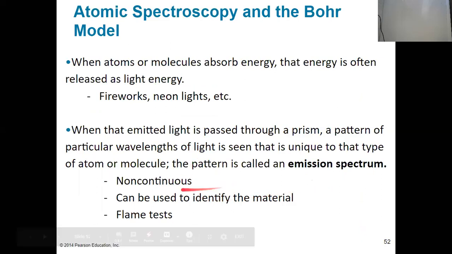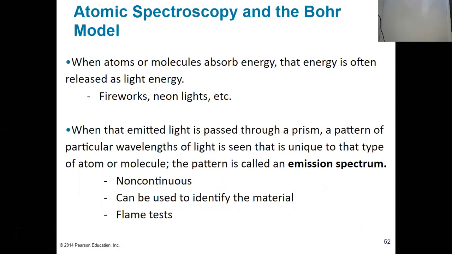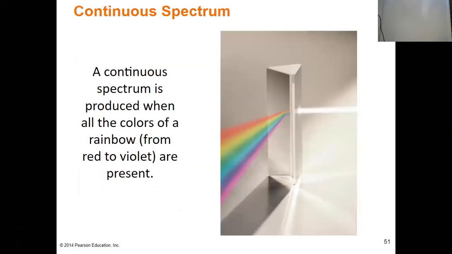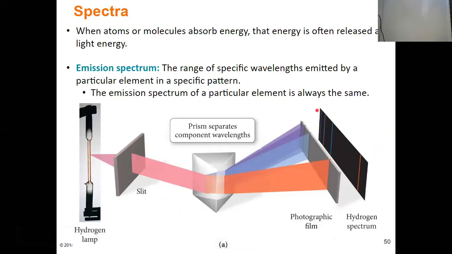These emission spectrums can be used to identify a material. You can also do flame tests to identify material, because when you burn something, the color that's associated with the flame it produces is specific to the element. Now, flame tests are not as specific as something like an emission spectrum, because the emission spectrums have more points of reference that you can compare it to. A flame test just has one color that you're looking at.